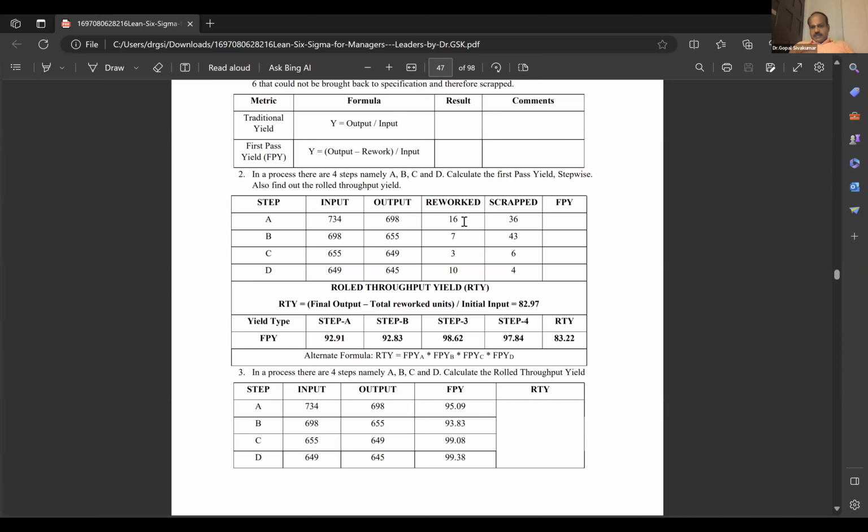Now the rework only should be subtracted, and so that you get the first pass yield.